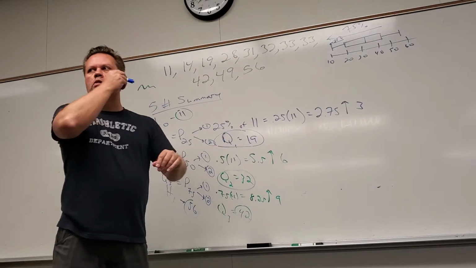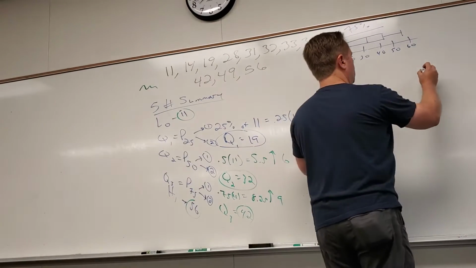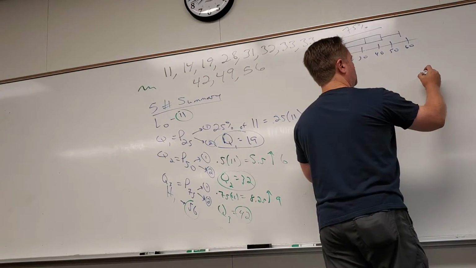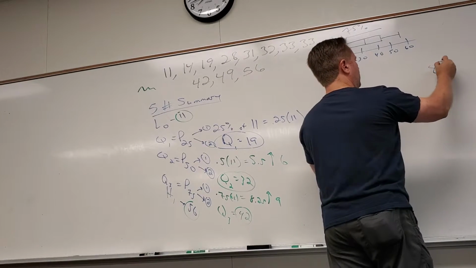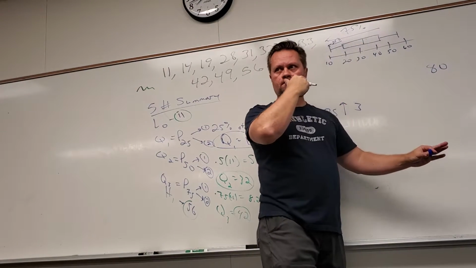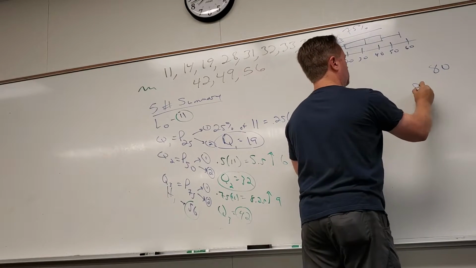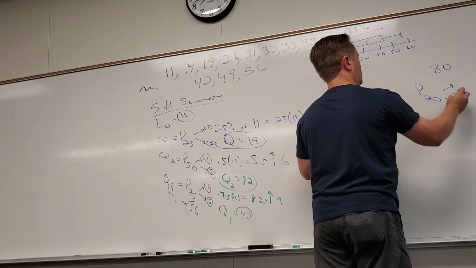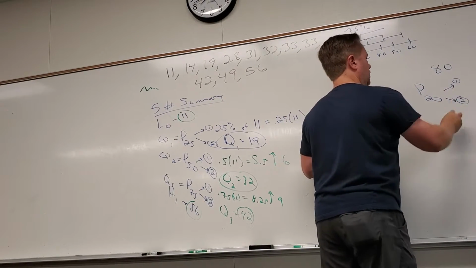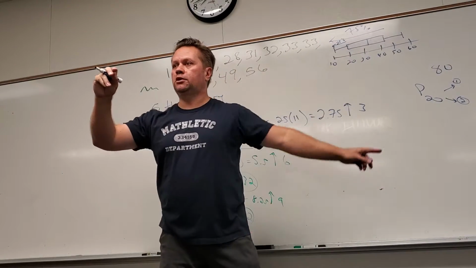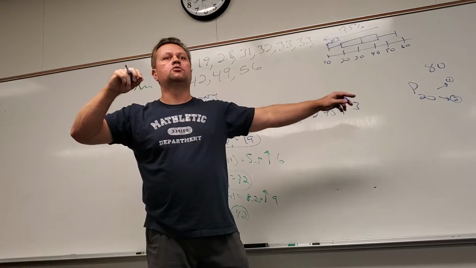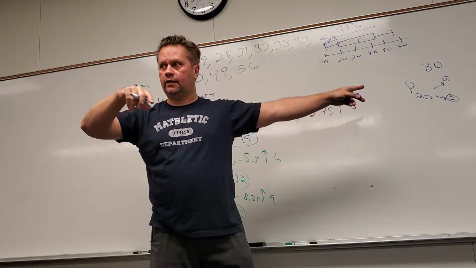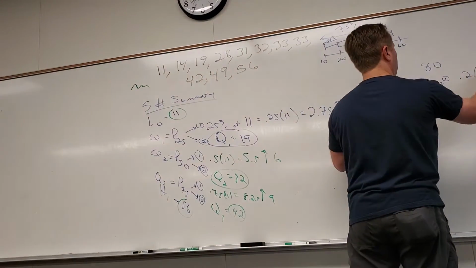So let's say I do some work for P something, and it's not easy to do this, but let's say I had 80 things, 80 data points. How do I find P20? How do I find P anything? For P20 I would take 20% of 80. We got 80 data points. What is 20% of 80?